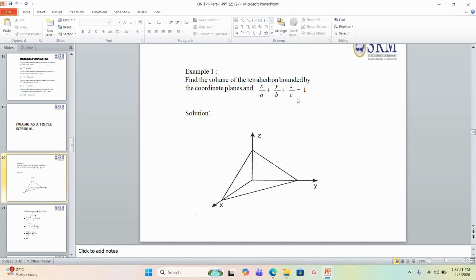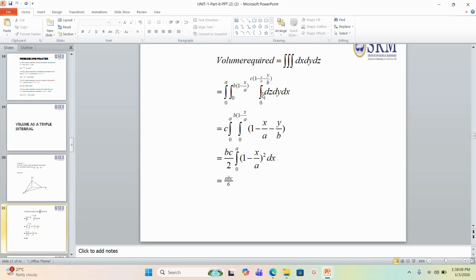Now for the z limit, simply take the x value and y value to the right hand side. z by c is equal to 1 minus x by a minus y by b. Therefore, z is equal to c into 1 minus x by a minus y by b. So this is the value of the z limits, and the volume formula is integral dx dy dz. And here the inner integration is z, so keep this z limit as the inner integration. So what are the z limits? 0 to c into 1 minus x by a minus y by b.